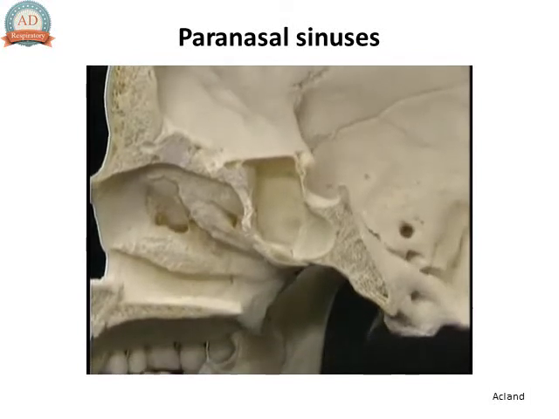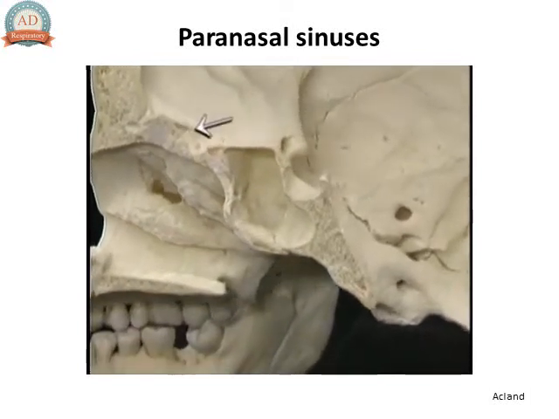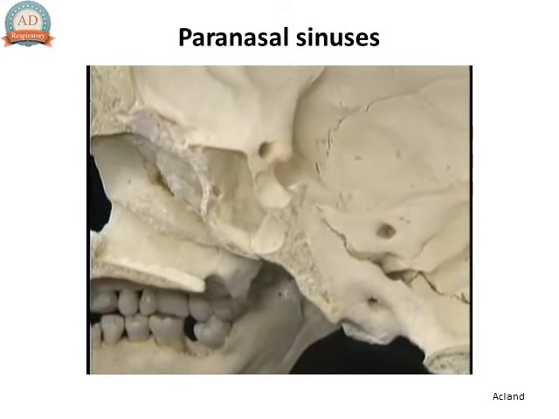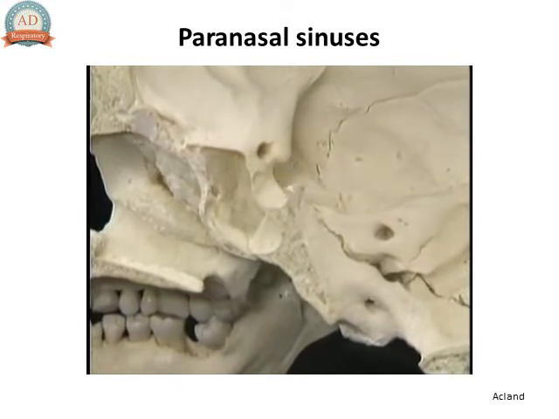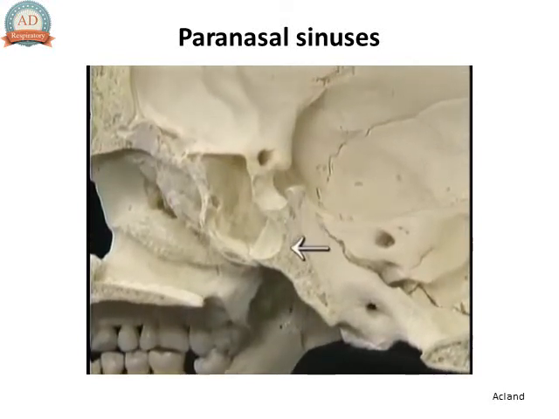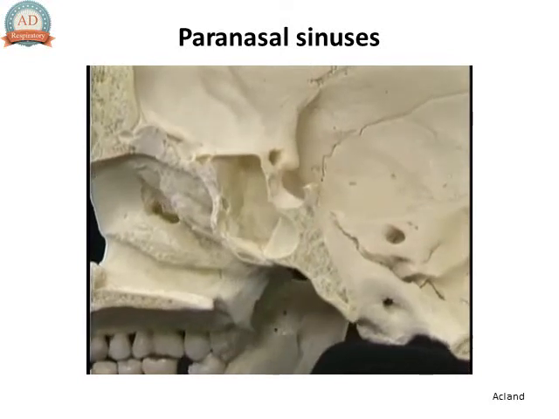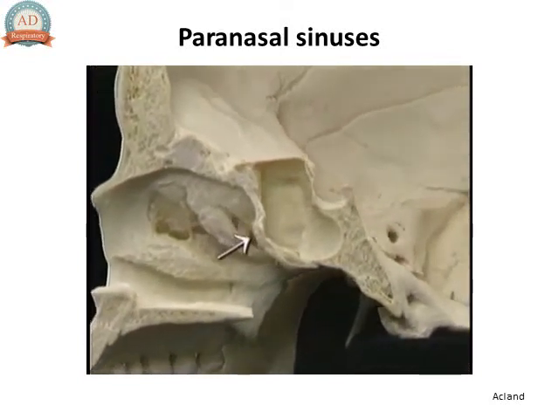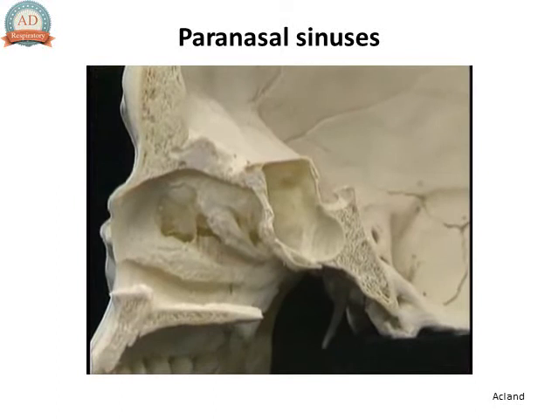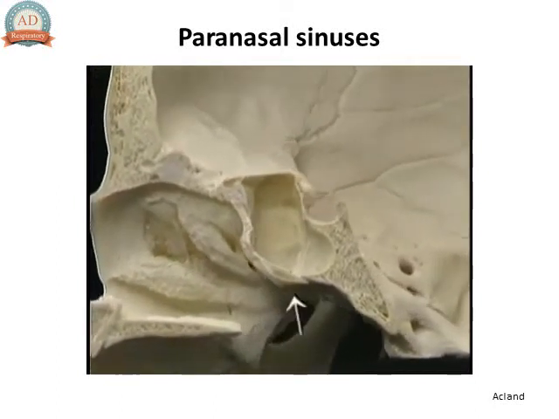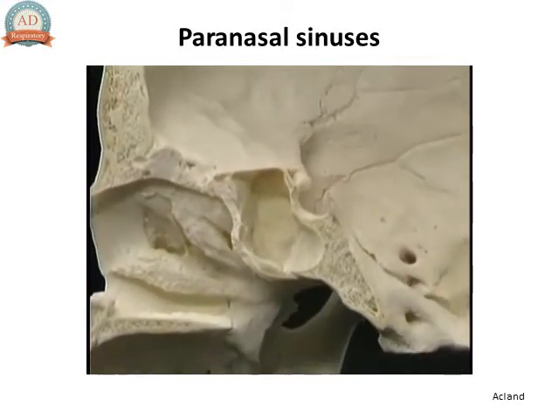Above the sphenoid sinus is the floor of the anterior cranial fossa and the sella turcica. Behind it is the basilar part of the occipital bone. In front of it is the high part of the nasal cavity. Below it is the roof of the nasopharynx.